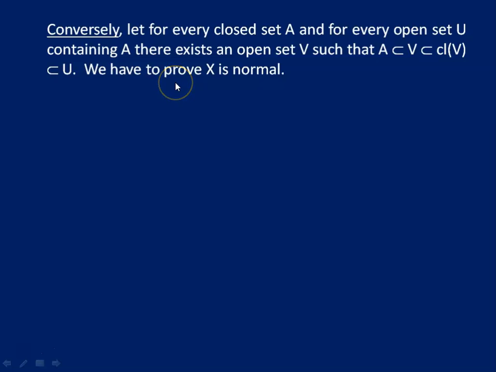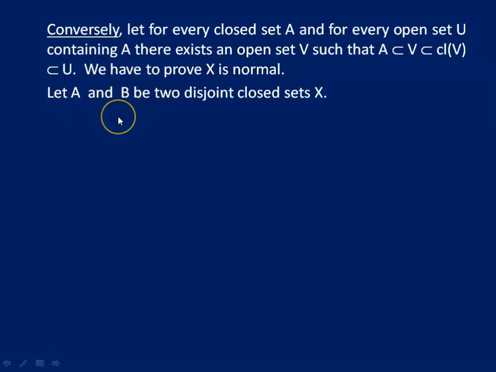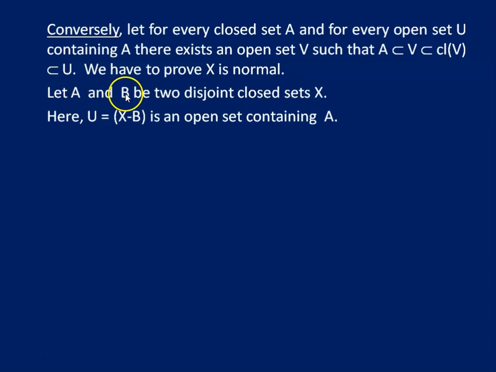Now we have to prove that X is normal. To prove X is normal, let us take two disjoint closed sets A and B in X. We have to show that there exist two disjoint open sets which separate A and B. Now A and B are two disjoint closed sets in X, so the complement of the closed set B is an open set which contains A. Let us take the complement of B as U, so U is equal to X minus B. This is an open set which contains A because A and B are disjoint closed sets. So the complement of B is an open set containing the closed set A.